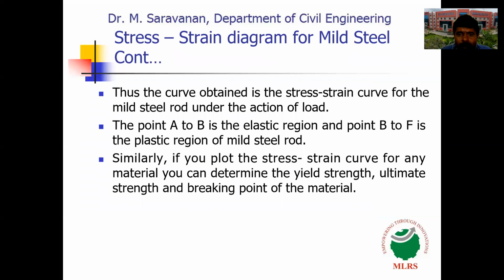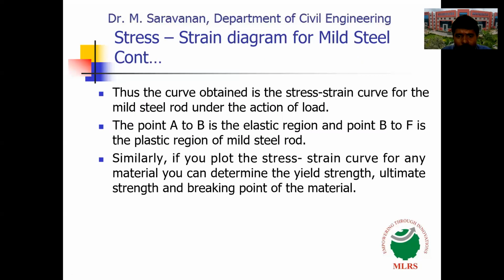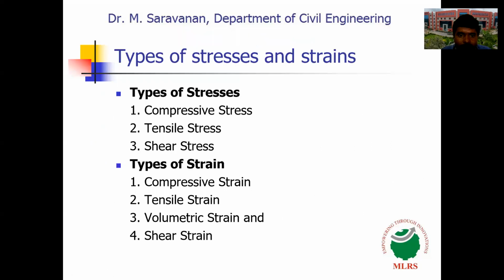Okay, so that's the curve obtained, the stress strain curve. The point A to B is the elastic region, and the point B to F is the plastic region of the mild steel rod. Similarly, if you plot the stress strain curve for any other material also, we can determine the yield strength, ultimate strength and breaking point of any type of material. This is the stress strain curve for mild steel rod.